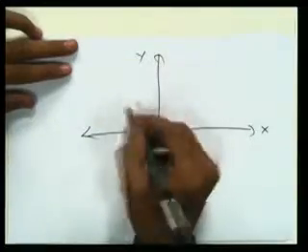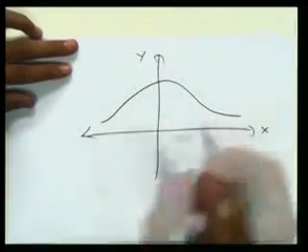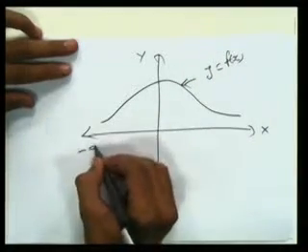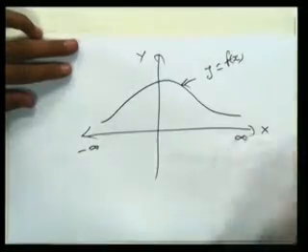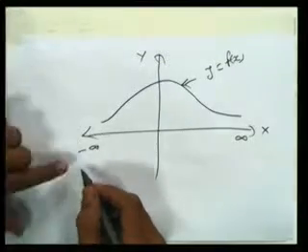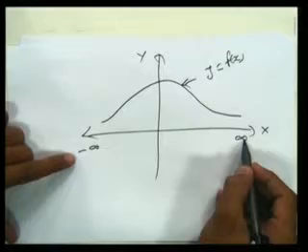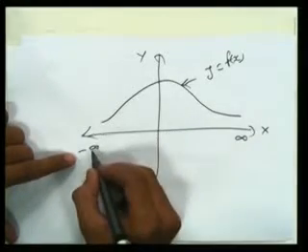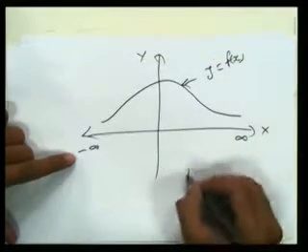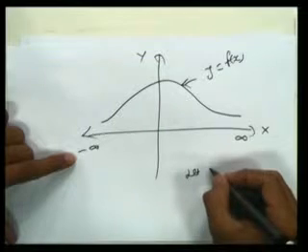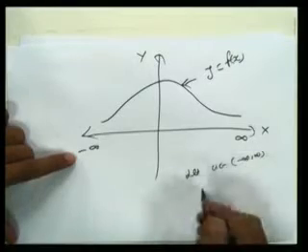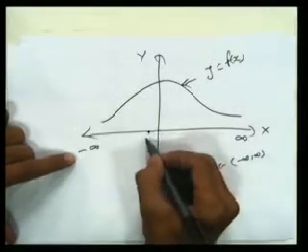X axis, y axis. Suppose the graph of the function is something like this, y is equal to f of x. Suppose this point is towards minus infinity, and here towards plus infinity. Here the function f of x is continuous on minus infinity to plus infinity. Now we divide this interval into two parts by taking any point inside it. Let us take any point a between minus infinity and plus infinity. Suppose a is somewhere here.